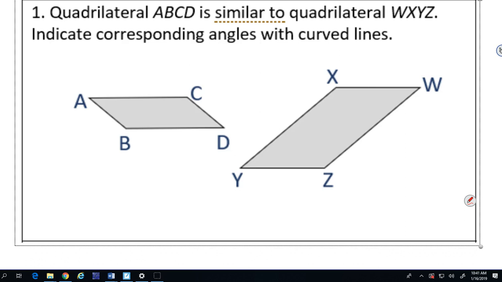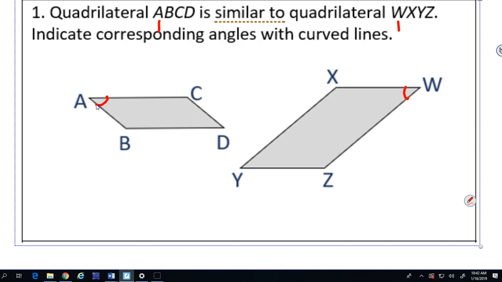So quadrilateral ABCD is similar to quadrilateral WXYZ. We indicate corresponding angles with curved lines. So angle A corresponds with which angle? W, okay? How you might know that, because it's kind of twisted, you see how the one shape on the right is flipped, is you can look at the order in which the name of the shape is given. So the angles should match up with the letters. If A comes first in the first quadrilateral, W comes first in the second, those two match up, okay?